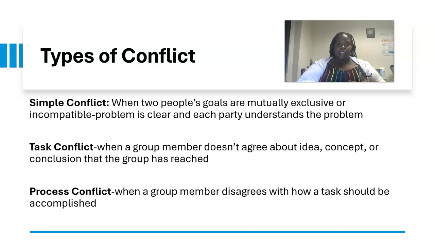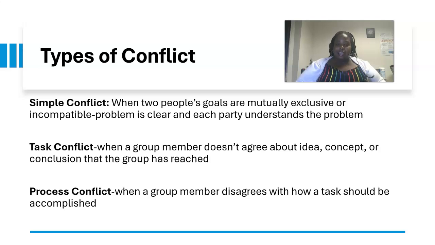Then there's task conflict, which is when a group member doesn't agree about the idea, concept, or conclusion that the group has reached. This can be tricky because depending on which type of decision making procedure you've done, like say if you came up to a vote, there were probably more people that voted in favor of one course of action, but it leaves the other people who opposed it out, which can cause task conflict.